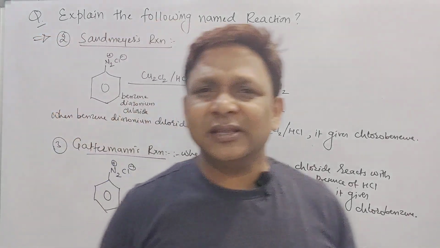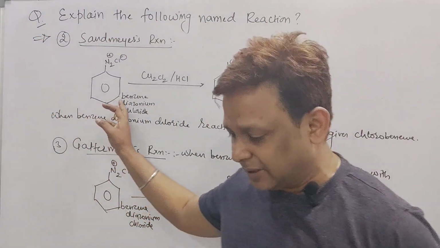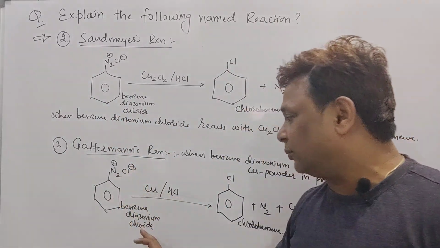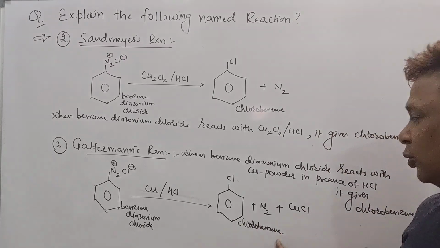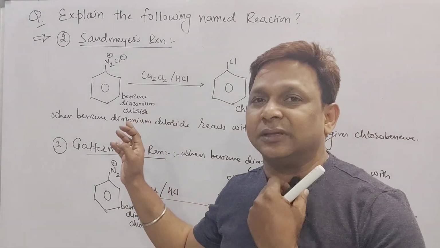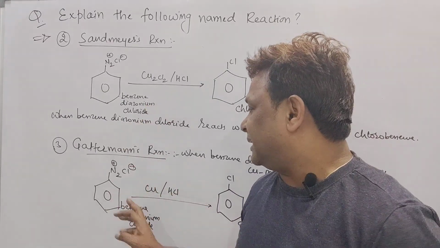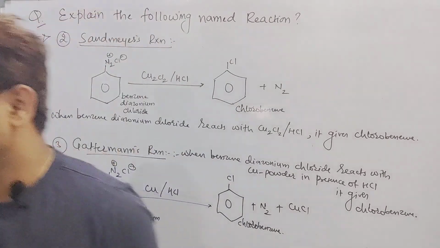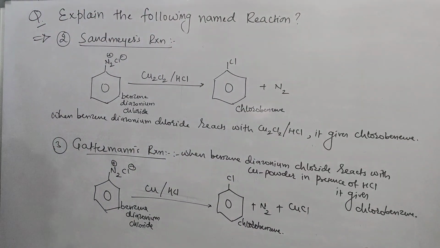Both are same. In Sandmeyer also we are converting the benzene diazonium chloride to chlorobenzene. In Gattermann also we are converting benzene diazonium chloride to chlorobenzene. Only difference is that if it is a Sandmeyer we are using the Cu2Cl2, and if it is a Gattermann we are using what? Copper powder with HCl, right? Chalo, take a screenshot of this one.